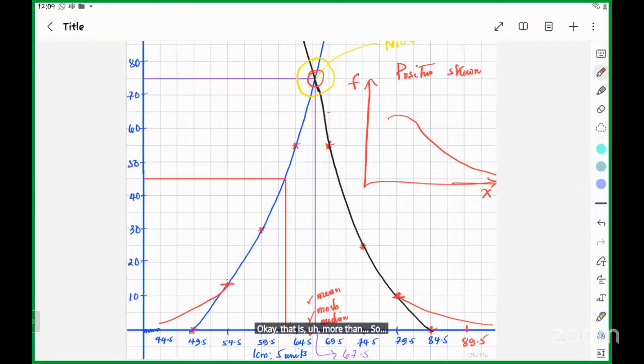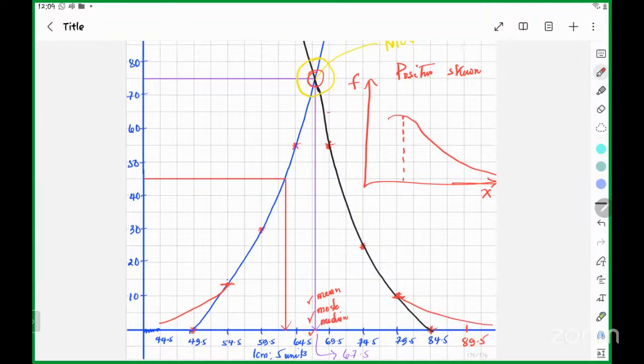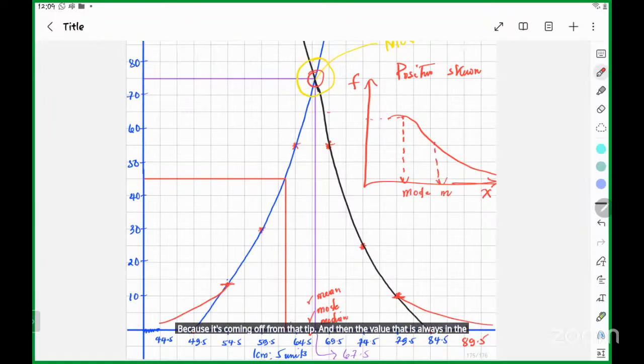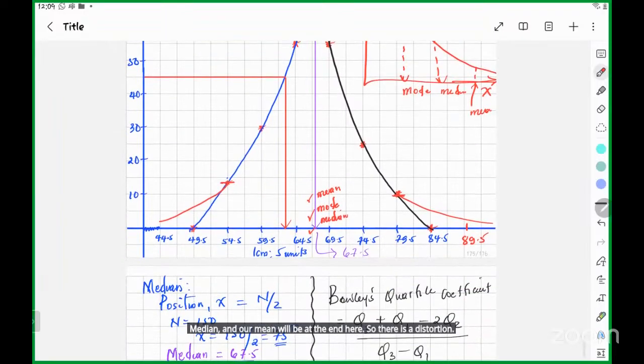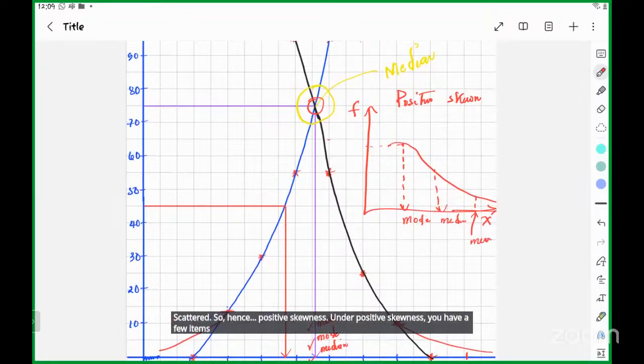So, how do we call a value with the highest frequency? The mode, so the mode will be here because it's coming off from the tip. And then the value that is always in the middle is the median, and our mean will be at the end here. So there is a distortion of the figures. They have moved away from the middle, they're now scattered. So hence, positive skewness. Under positive skewness, you have few items of a high value.